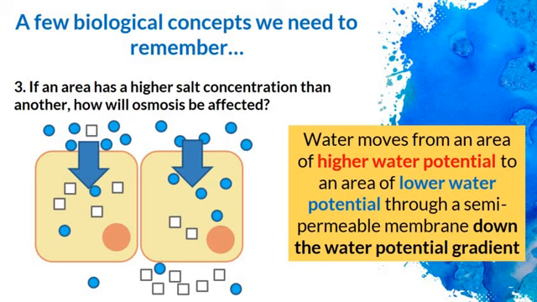So I've got my highest water potential on the outside, it's going to be lowest at the bottom, which means that we're going to have two phases of osmosis, first into the cell at the top and out of the cell at the bottom.